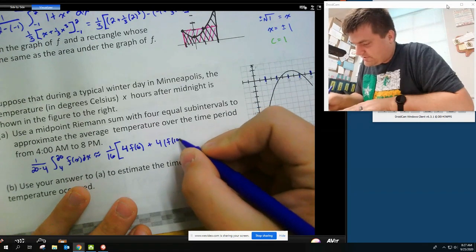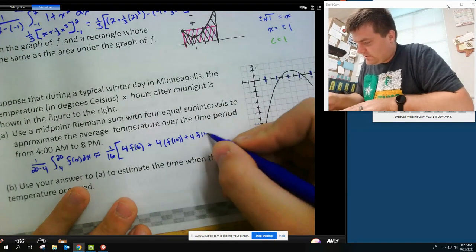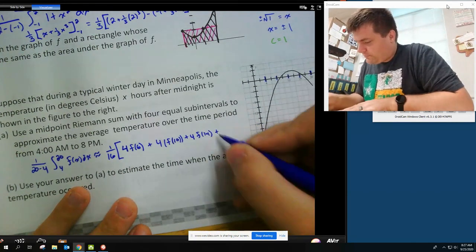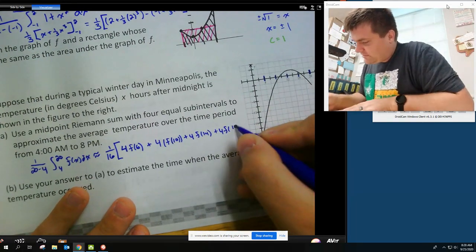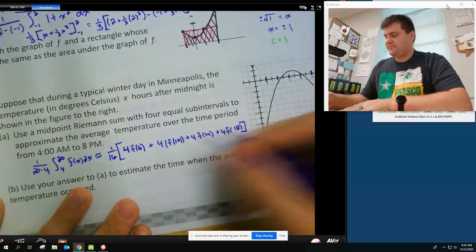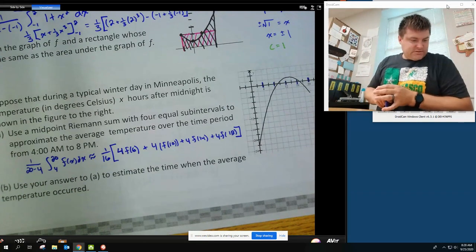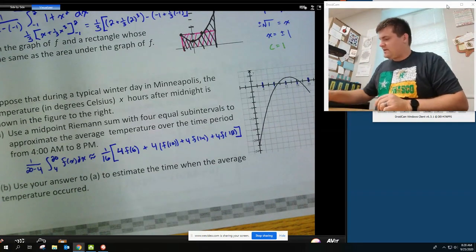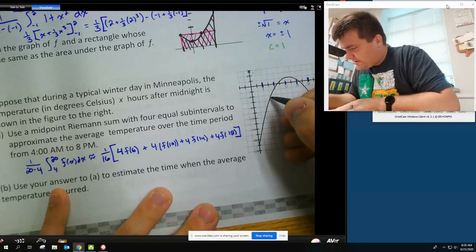Too many parentheses. Oh well. Plus 4 times f of 14. Plus, again, a width of 4 times f of, between 16 and 20 is 18. If you notice, all these numbers I'm picking, 6, 10, 14, 18, are the numbers that are smack dab in the middle here. So as I'm going through this, this is going to be about right here. I'm going to try to stick to whole numbers for my estimates.